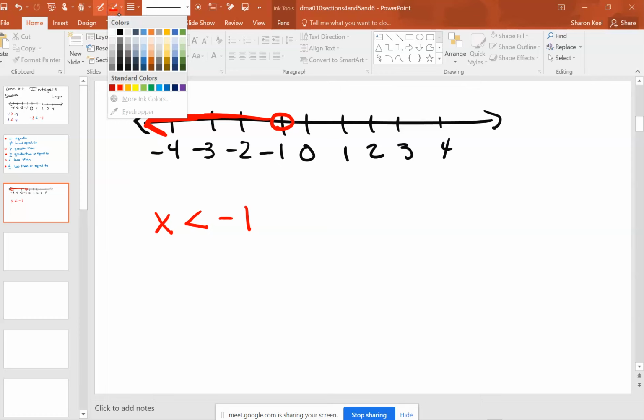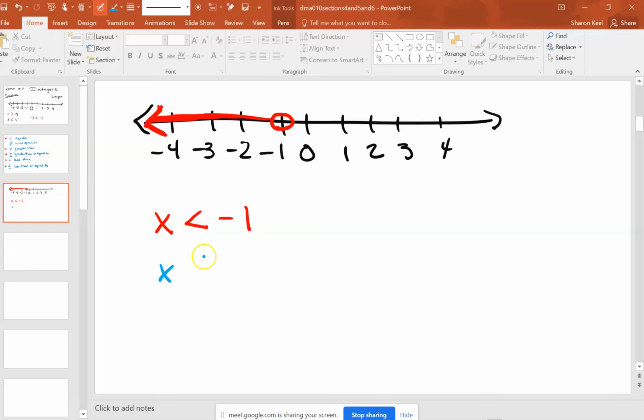If I wanted to graph that x is greater than, let's say, greater than or equal to 0, I would come to the 0. The 0 would get a solid dot because it's equal to, meaning it includes it. Bigger is to the right, so then my line would be coming in this direction.